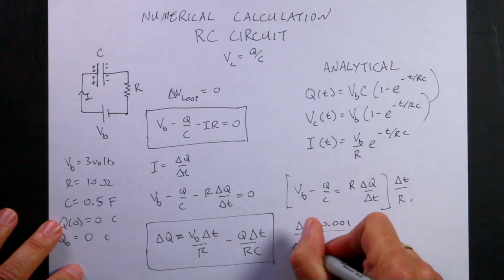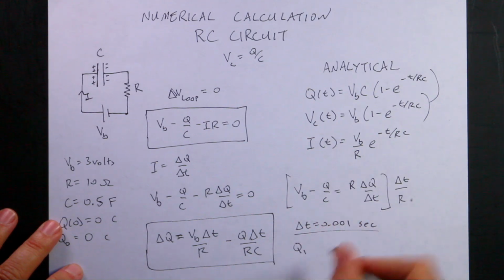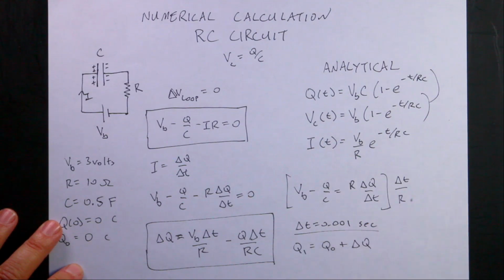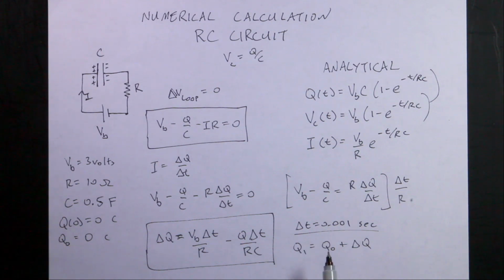I can say Q1, the charge at the end of that time interval, is going to be Q0 plus delta Q. So this is the amount that charge changes. If I add that to what the charge was, I get the new charge. And this is kind of a lie. It's a lie because this delta Q depends on Q. So the change in Q depends on the Q. So this is not an exact equation because is this the Q at the beginning or the end of the time interval? And the answer is neither. So it's a lie.